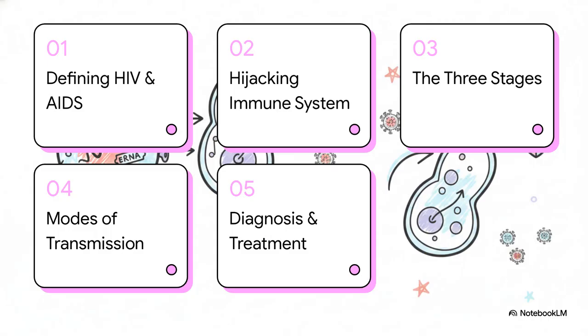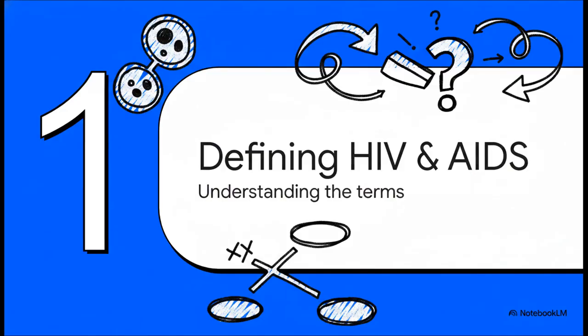To make sense of all this, we're going to take a sort of zoom in, zoom out approach today. First, we'll define HIV and AIDS. Then we'll zoom way in to see how it hijacks the immune system at the cellular level. After that, we'll zoom back out to track the 3 stages of infection, look at the modes of transmission, and finally wrap up with diagnosis and treatment. All right, let's jump into Section 1, defining HIV and AIDS.